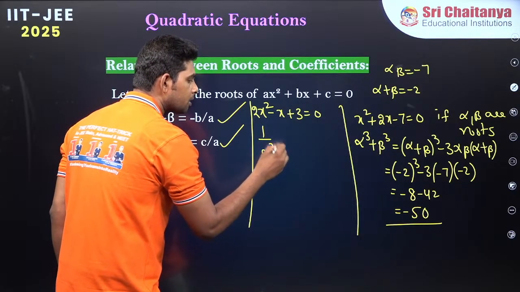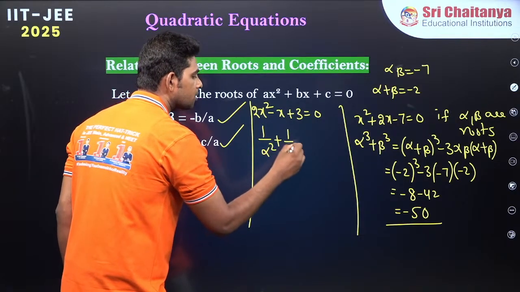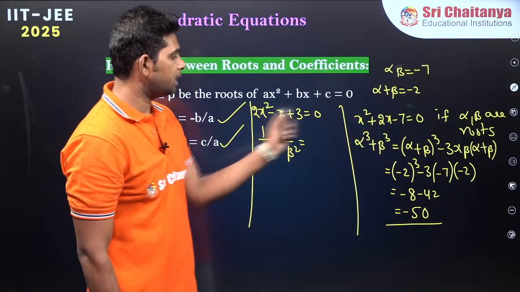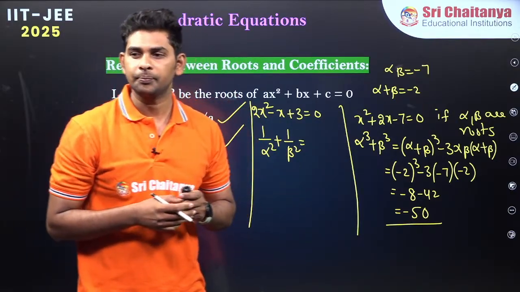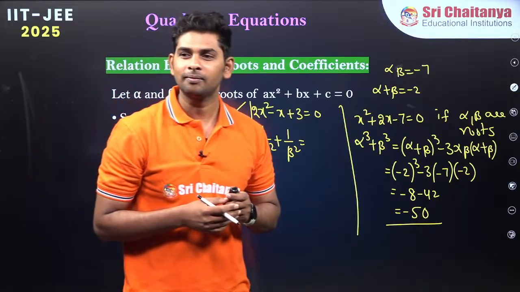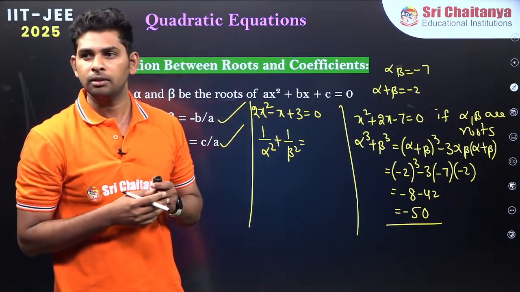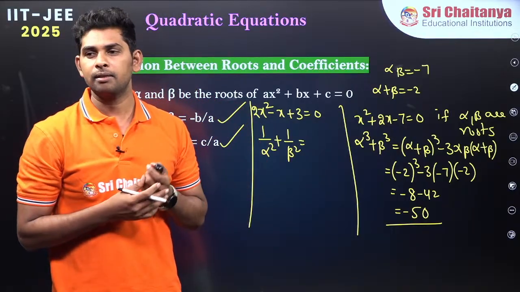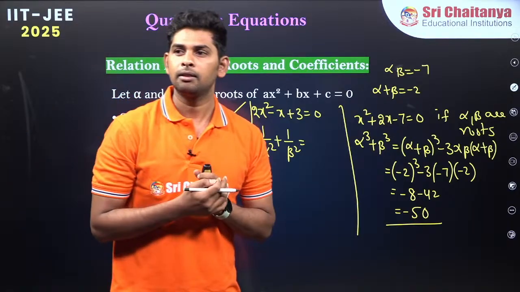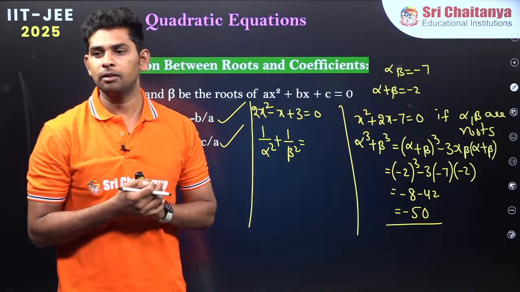1 by alpha square plus 1 by beta square. This is somewhat easy, but somewhat easier than this. I hope everybody is going to give this. Thank you, Nitya. Thank you, Sanyukta. Very nice. Thank you, Sriya. Bhavani, Nandu.